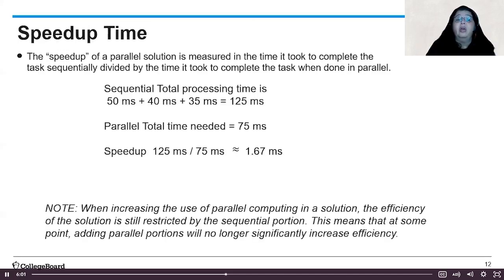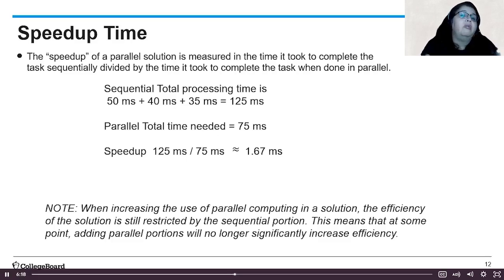So if we look at speedup time here, we're doing some type of comparison. Speedup time is going to be our sequential total processing time divided by parallel time. Just a simple equation to do that proportional comparison.